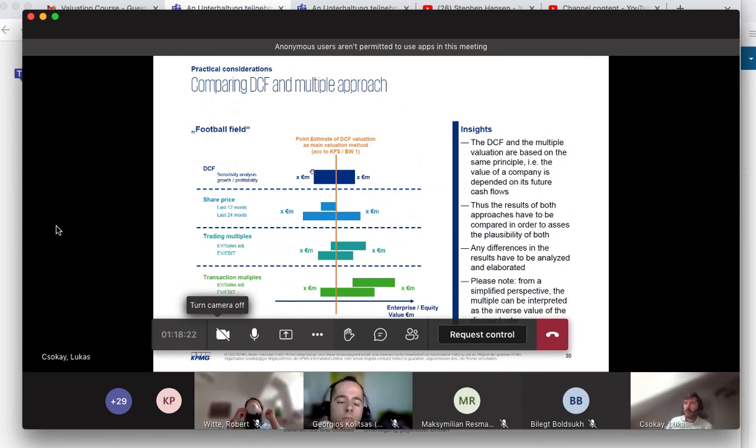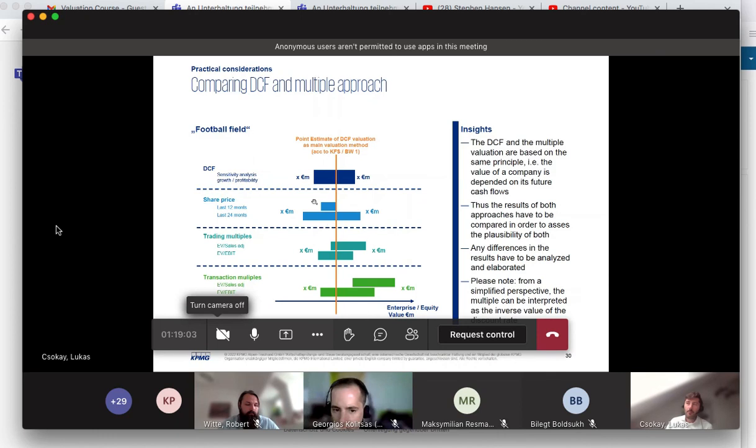We showed you that in the business plan session, where we vary certain value drivers and assumptions, and then we come up with a value range. Then the second thing here is share price. For example, here we have the last 12 months share price and the last 24 months, just as a reference. You could also calculate value weighted average share prices for the past 3 years and so on. So this is just a good comparison.